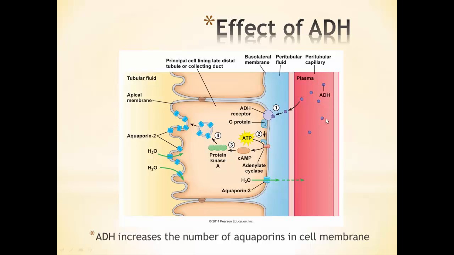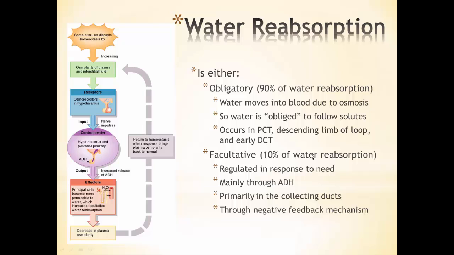ADH is also involved in this. ADH, since it's not lipid soluble, has to bind to a receptor on the cell membrane. That triggers a second messenger system that they've illustrated here. And basically that protein kinase that results increases the number of aquaporins that are placed out on the apical membrane. If I have more aquaporins in here, then that means I can end up having more water diffuse across and into the blood, upping our blood volume.